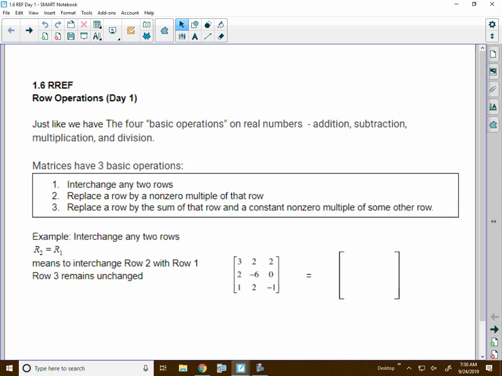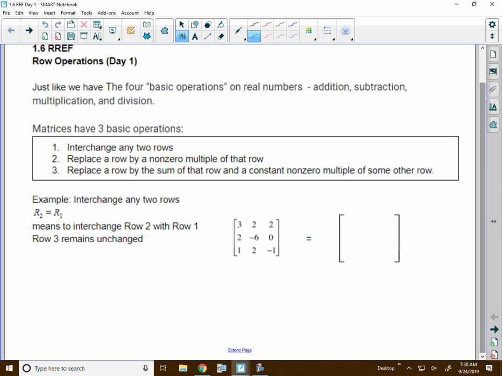So if we look at the first example, it says interchange any 2 rows. That one's probably the most straightforward. So it means to interchange row 2 with row 1. It's basically saying row 2 is now row 1. So we're just going to trade those 2. Row 2, I move it up to row 1. Row 1 becomes row 2. And then that last row, row 3, stays exactly the same. So all we did is we just switched row 1 and row 2. And that's probably the most basic operation that we can do.